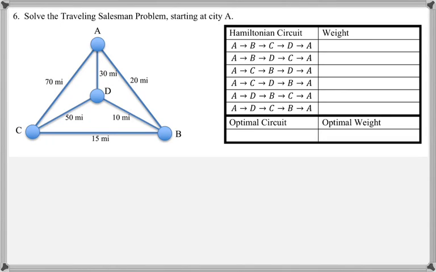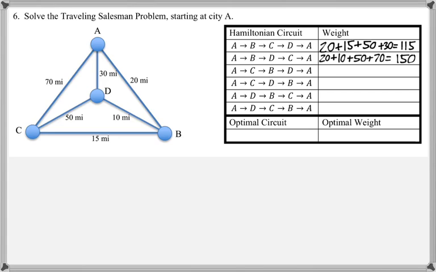Number 6 says, solve the traveling salesman problem starting at city A. So my first route would be 20 plus 15 plus 50 plus 30, which is 115 miles. The second route would be 20 plus 10 plus 50 plus 70, which would be 150 miles.